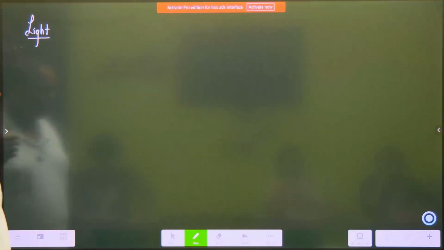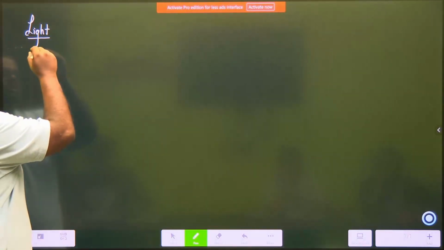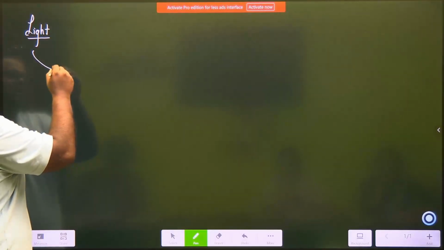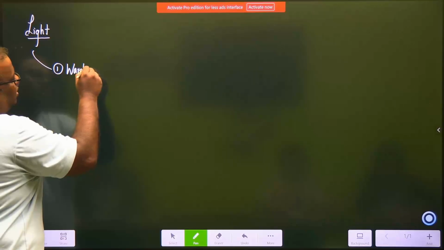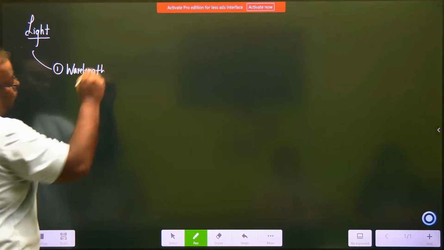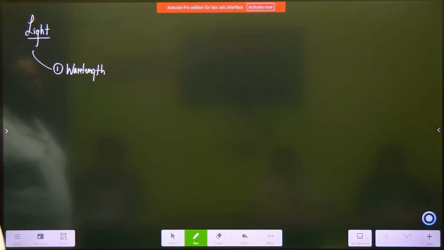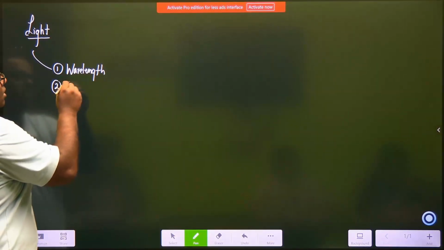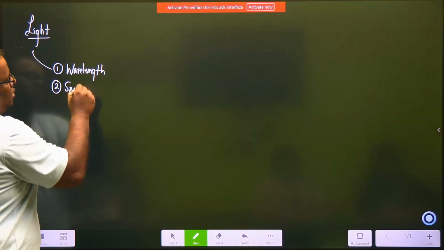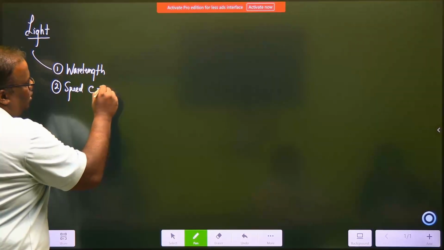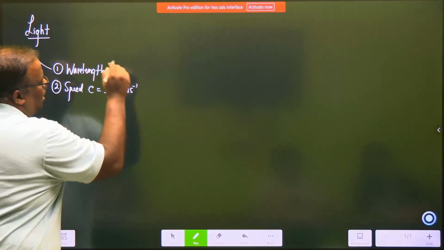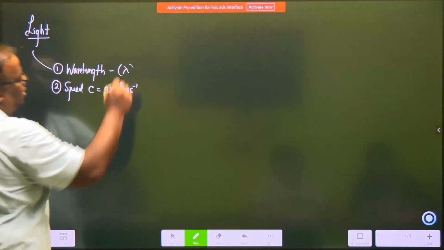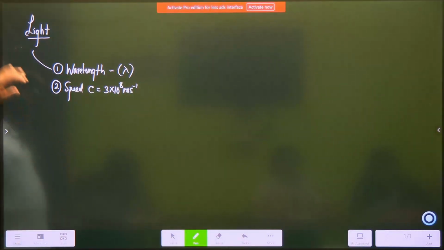Light is characterized by three things. One is obviously the wavelength. In terms of the wave model, it has a wavelength and it will also have a speed. The speed of light is denoted by c, roughly taken as 3 into 10 to the power 8 meters per second, and the wavelength is denoted by lambda. So 400 to 700 nanometers is light, which is the visible portion of the spectrum.